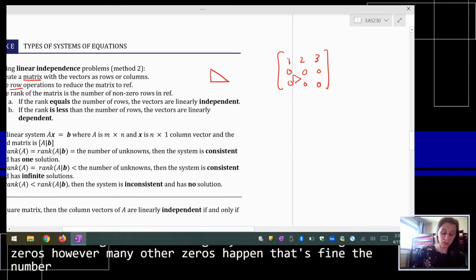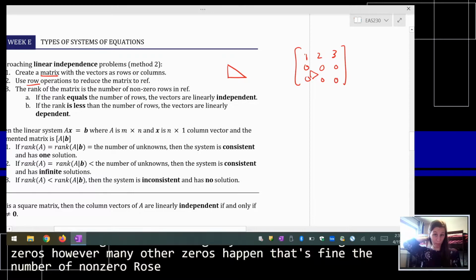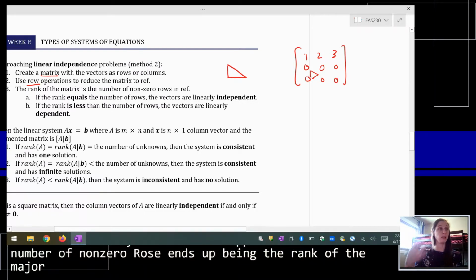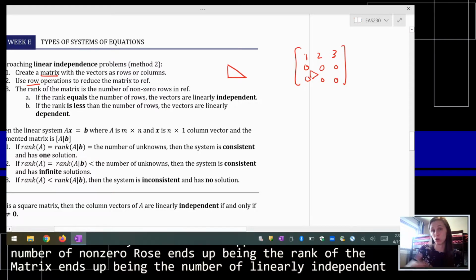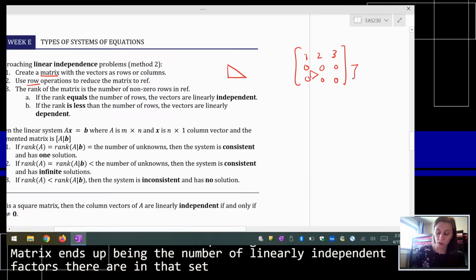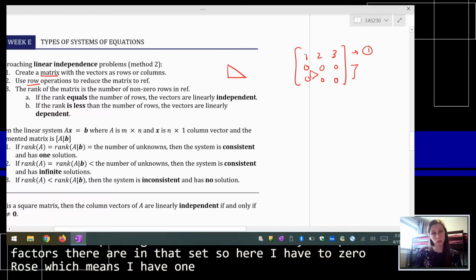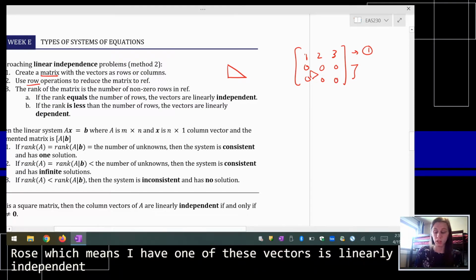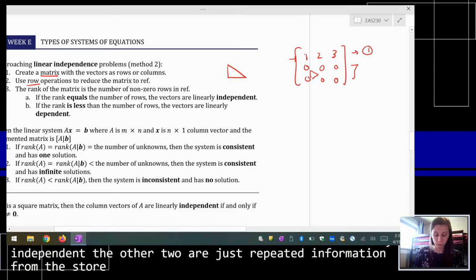The number of non-zero rows ends up being the rank of the matrix, which is the number of linearly independent vectors in that set. So here, I have 2 zero rows, which means only one of these vectors is linearly independent. The other 2 are just repeated information from this first one.